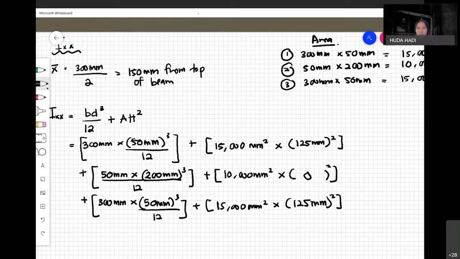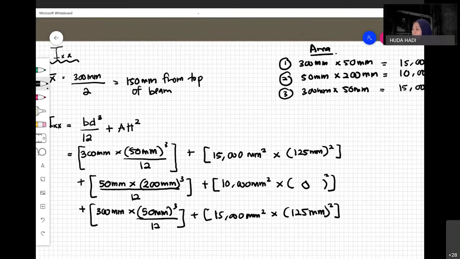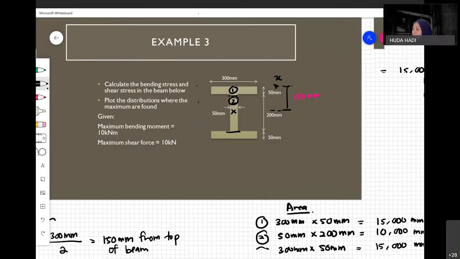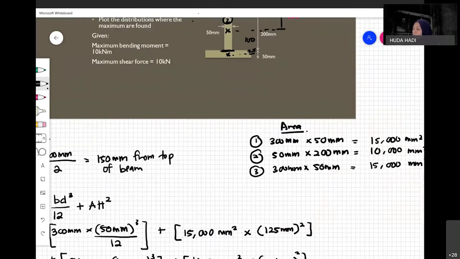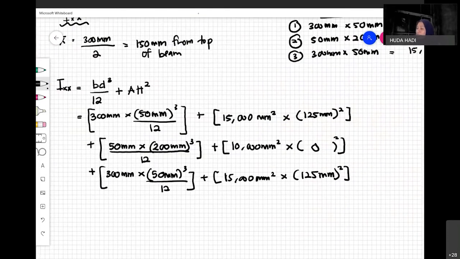Okay, it is indeed 125 as well, because of the distance from the bottom to its centroid. Since the height is the same, half of it is 25. From here to here it is 100. So 125 going to the centroid in the middle. So you can calculate the value of IXX directly.